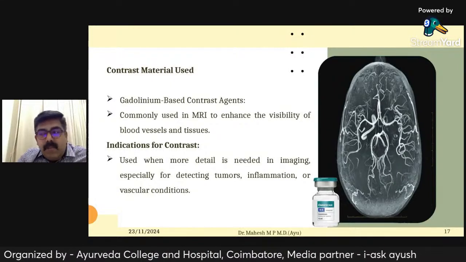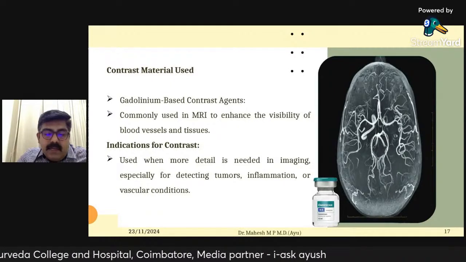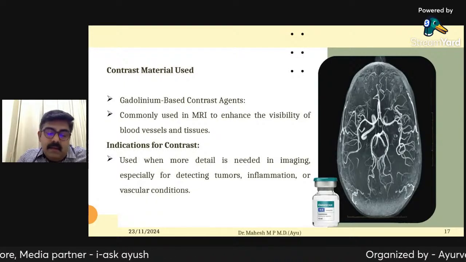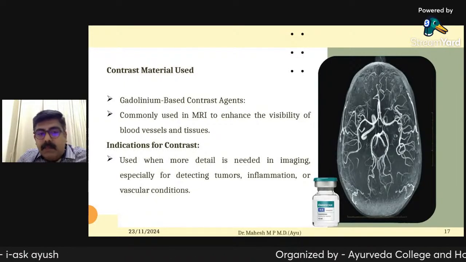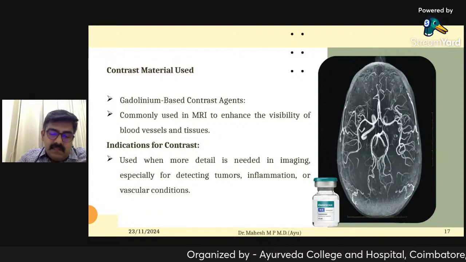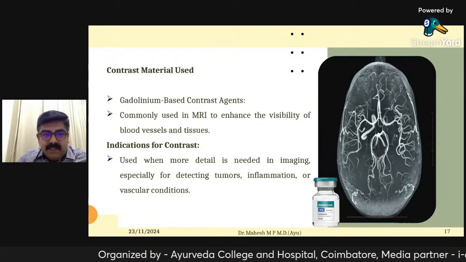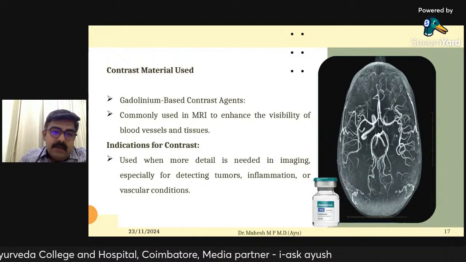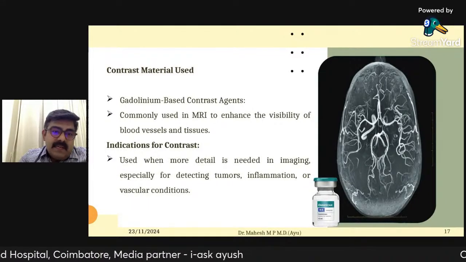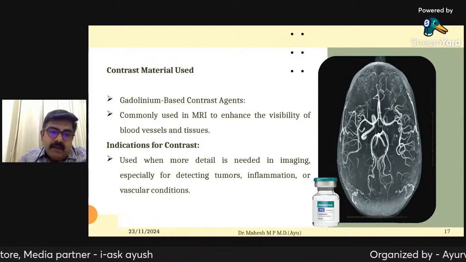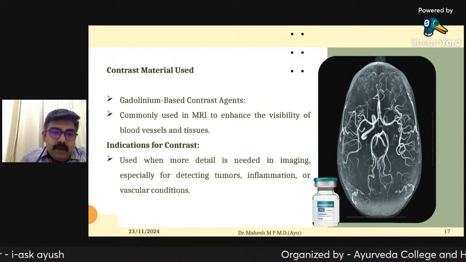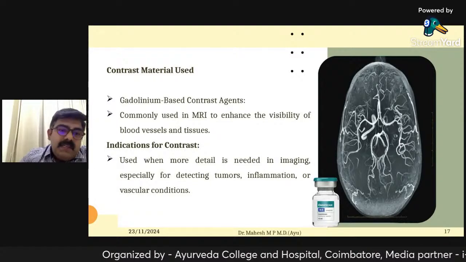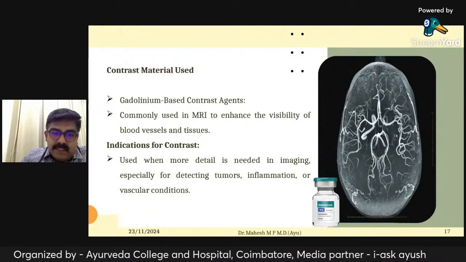Next, in MRI, the contrast material. Contrast materials are there in every imaging technique, but compared to the others, gadolinium is considered to have fewer side effects. Compared to the other contrast materials, gadolinium has very few side effects and is very safe for all types of patients. It is commonly used in MRI to enhance the visibility of the blood vessels and tissues.